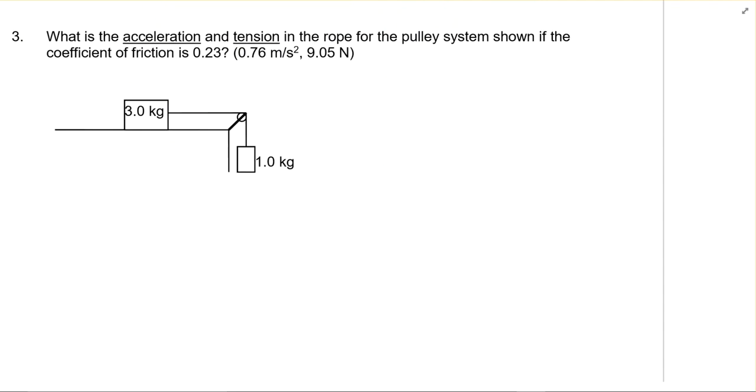All right, last one. So what is the acceleration and tension in the rope for the pulley system shown if the coefficient of friction is 0.23? Okay, so let's do this one first. Let's figure out what our force of gravity is. And let's call on this side, it's going to be accelerating downward, right? So down's going to be positive, up's going to be negative.